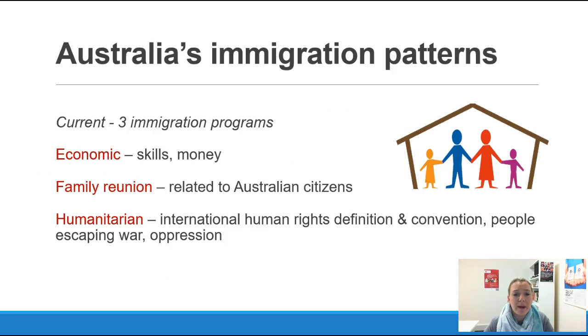So a little bit more about Australia's immigration patterns. At present, there's 3 immigration programs. So if you were to immigrate to Australia at this point, which some of you would have in recent years, and I know from the introductions there's some of you who have shared this with the group, and that's wonderful. I'd love to hear your insights on this as well.